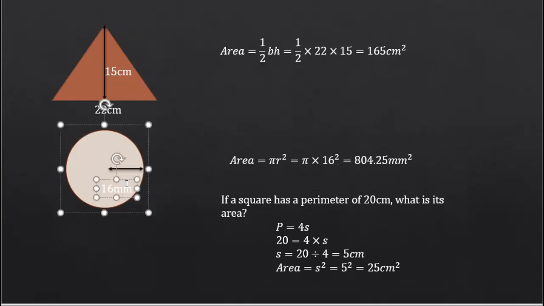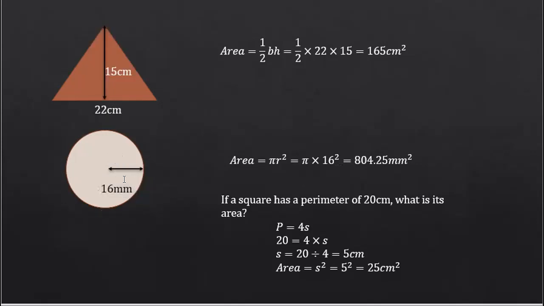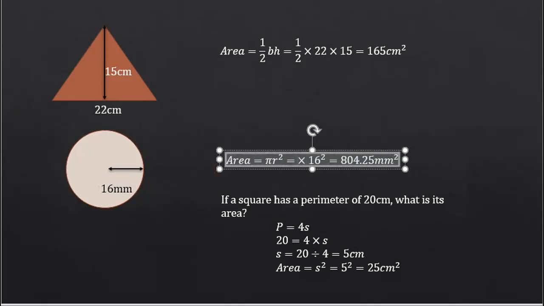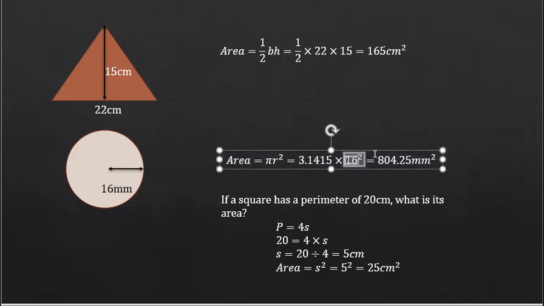And look, here is a perfect example. Our radius is 16 millimeters. We have area is equal to pi multiplied by r squared. In this case, pi is equal to 3.1415, multiplied by 16 squared. And 16 squared is simply 16 multiplied by 16. This gives us 804.25 millimeters squared. It is millimeters squared because millimeter multiplied by millimeter will give us millimeter squared. Any questions?